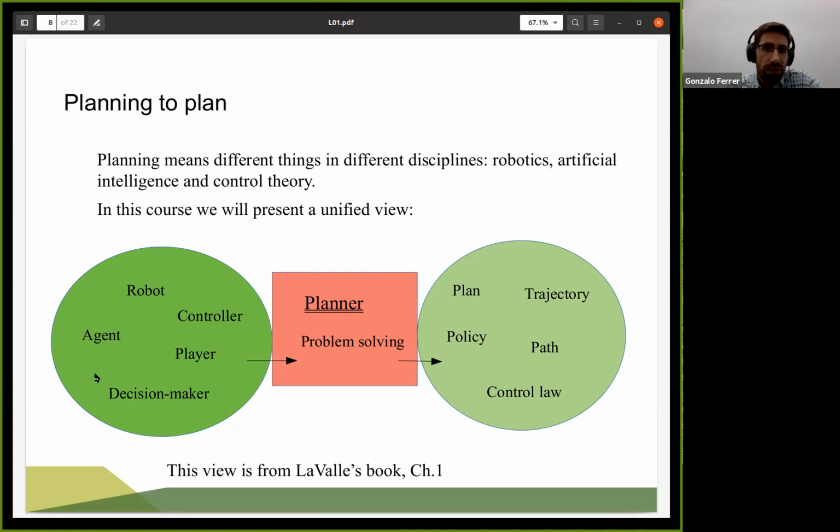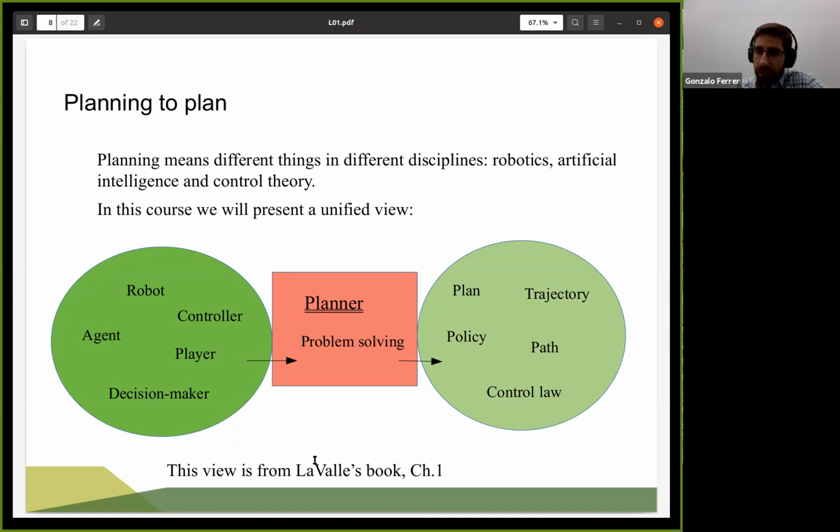And you can consider this kind of your state variables, or the thing that needs to plan, right? This is a very abstract way of thinking about it. But in general, I think this unified view will help you depending on which background you have and what you want to do. This is the same view as LaValle's book.